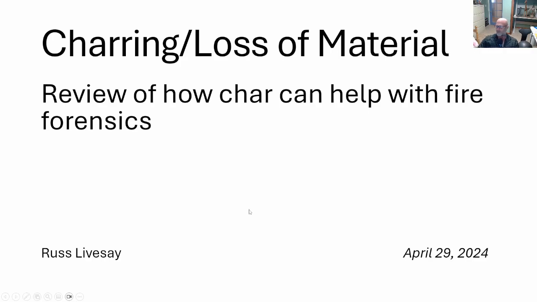Hi, I'm Russ Livesay. This is a review of some basic principles of charring. The purpose of this is to understand some of the fire forensic tools that can be used for identifying fire origins investigation. We're going to focus strictly on charring and loss of material. Today is April 29th, 2024.